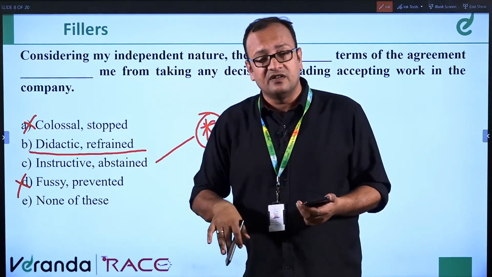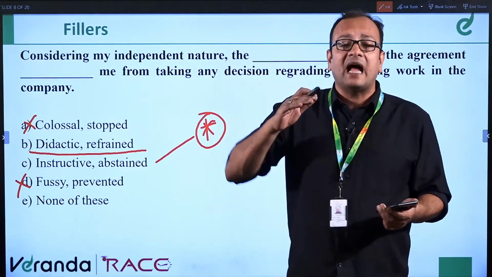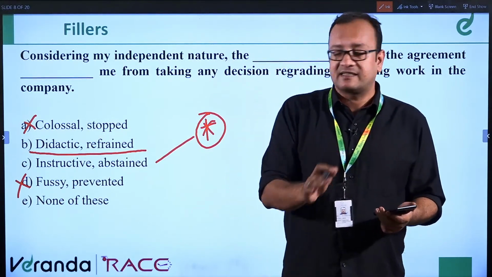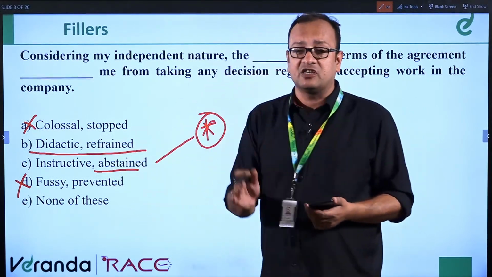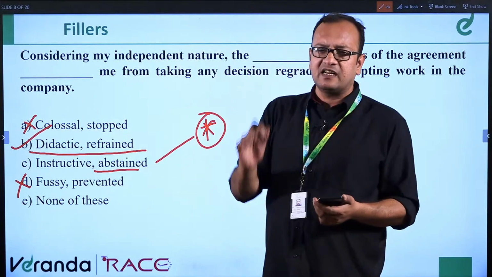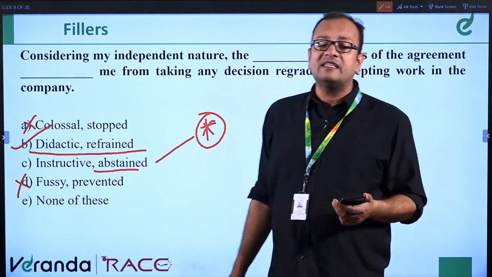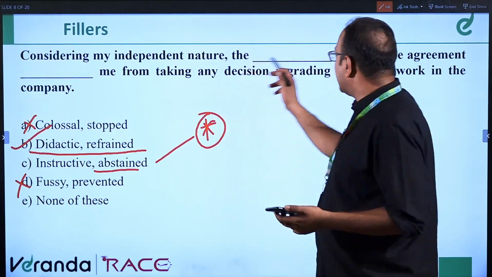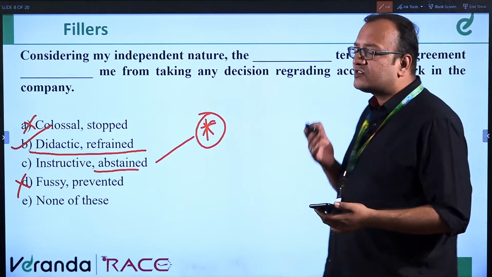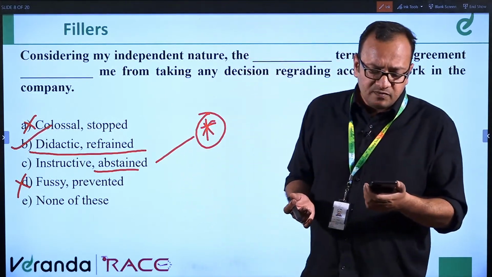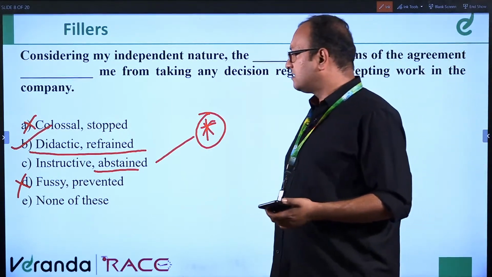Didactic means instructive, and refrained me from. You refrain from some action, you abstain from some bad habits. So you abstain from smoking, drinking and other bad habits, but you refrain from an action. So the answer would be B. Perfect. Considering my independent nature, the didactic terms of the agreement refrained me from taking any decision. Didactic means instructive, full of instructions. So refraining is from taking an action, and abstaining is from a bad habit. Please understand this.